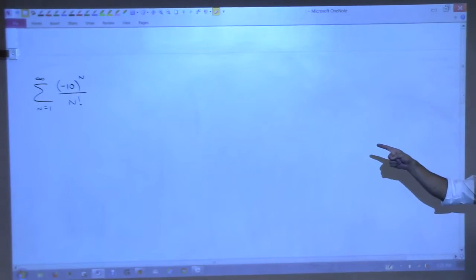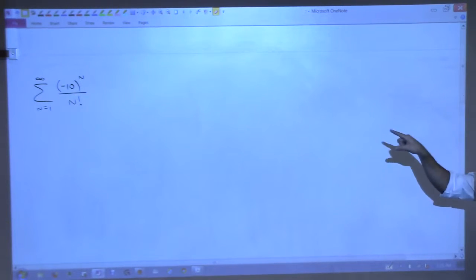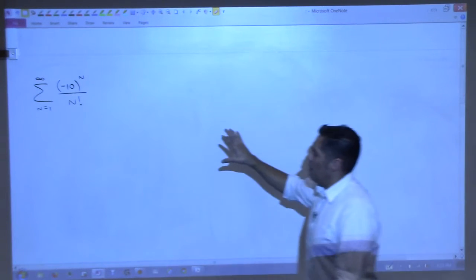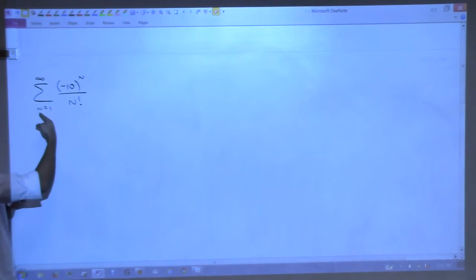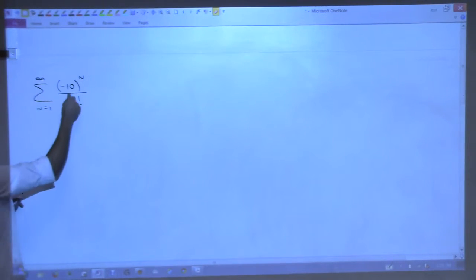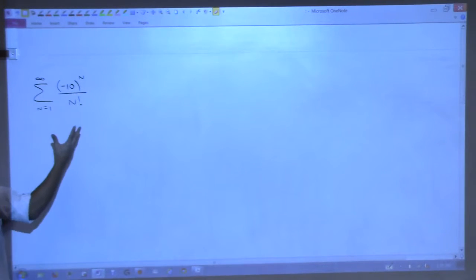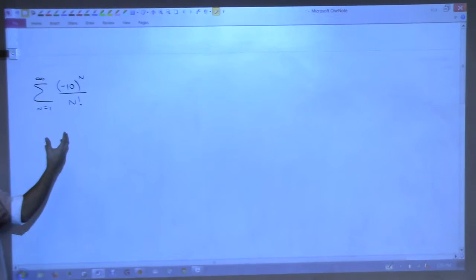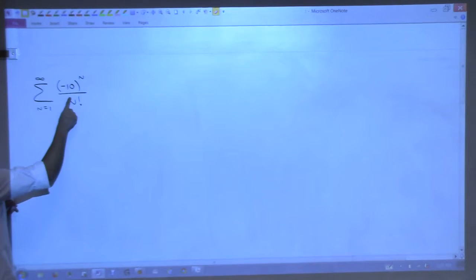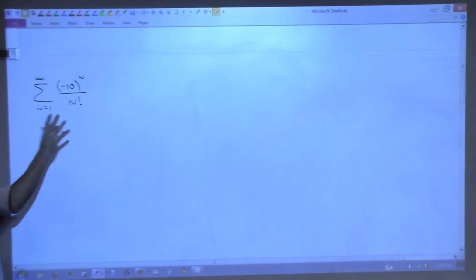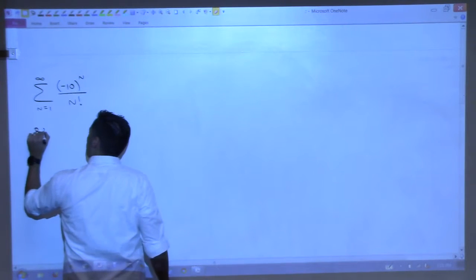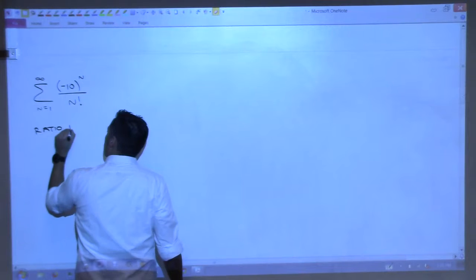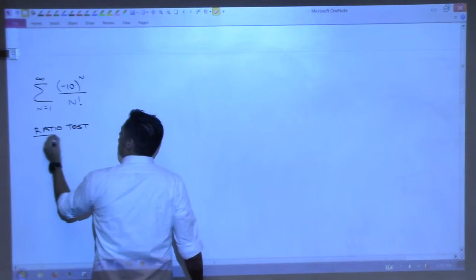Because the only way that this would converge is if this thing went to 0, right? This thing has to go to 0 in order for this sum to converge. If this went to something other than 0, this would diverge, right? You understand what I'm saying? The nth term test says we're supposed to take the limit of that as n goes to infinity. I'm not even going to do that. I'm going to go straight to the ratio test. Ratio test. Here it comes.